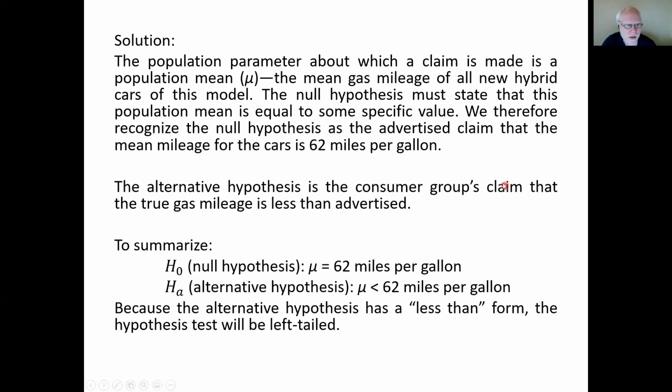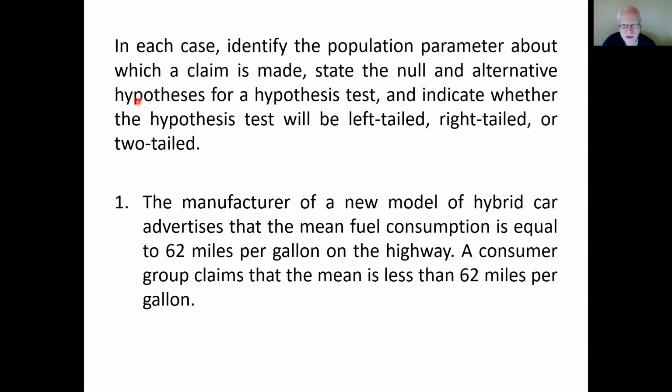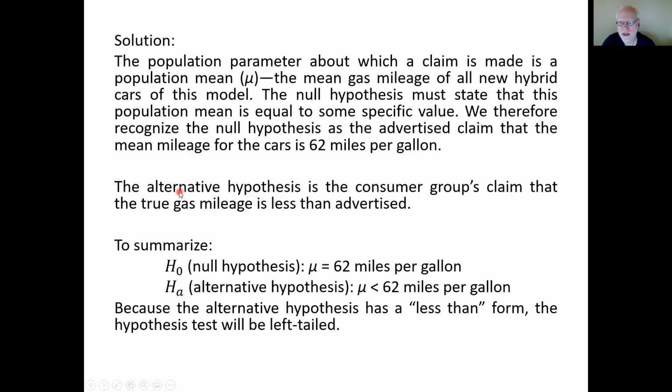All right, so the population parameter about which a claim is made is a population mean, or the mean gas mileage of all new hybrid cars of this model, right? So they're making a claim about the mean gas mileage of hybrid cars of a particular model, because they say the manufacturer of a new model of hybrid car advertises, right? So that's what we're talking about. For this particular hybrid car, what's the mean gas mileage?